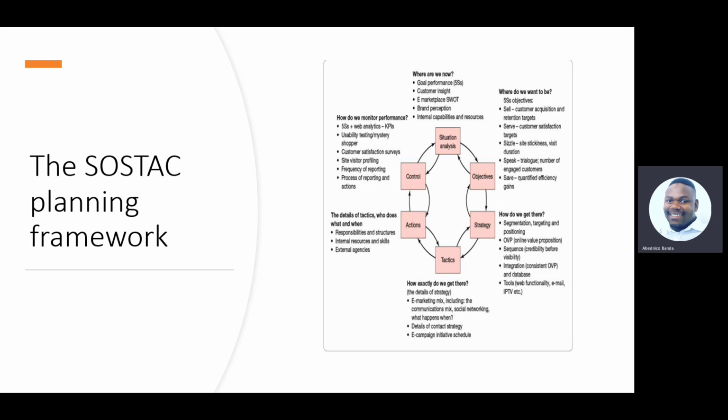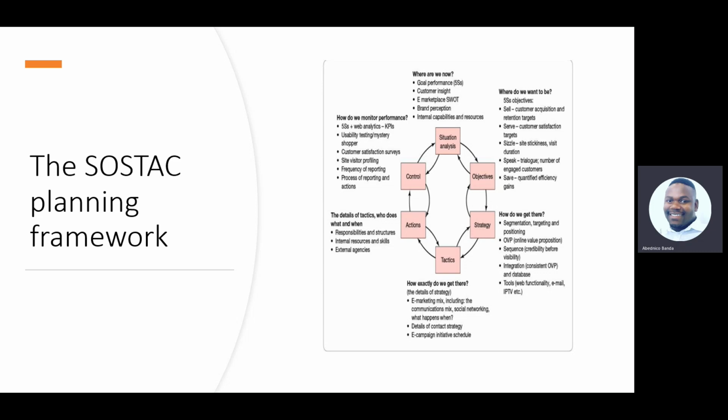Then once you know how you get there, you still need to know how exactly we are going to get there. So the strategy will tell you that this is how we're going to get there. We have got our segments. This is who we are going to target. But it's not yet over. You need to come up with tactics. Tactics are the many components of the strategy. So you need to come up with the details of the strategy.